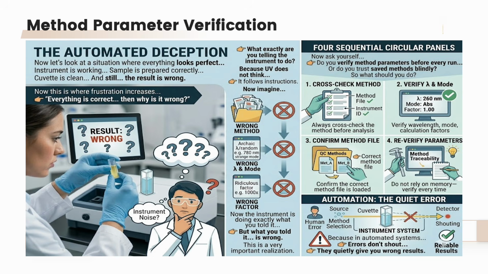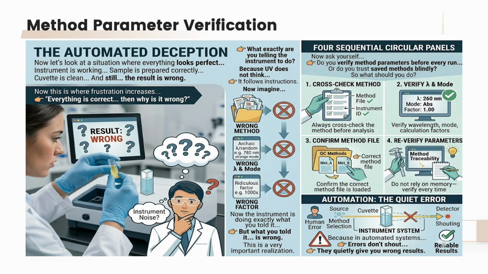Now let's look at a situation where everything looks perfect. Instrument is working, sample is prepared correctly, the cuvette is clean, and still the result is wrong. Now this is where the frustration increases. Everything is correct, then why is it wrong? So let me ask you, what exactly are you telling the instrument to do?